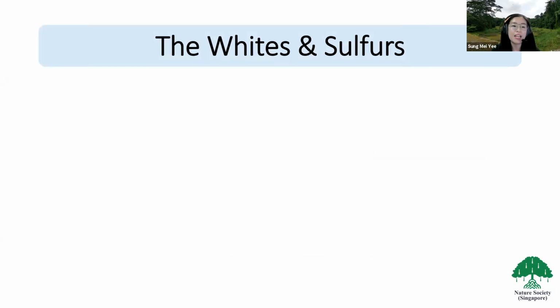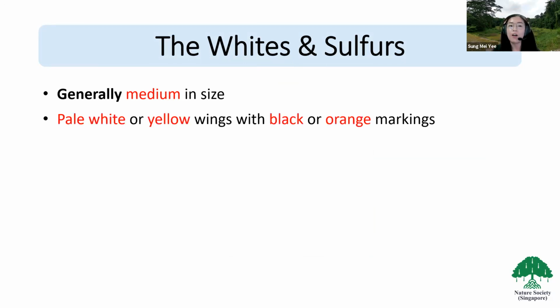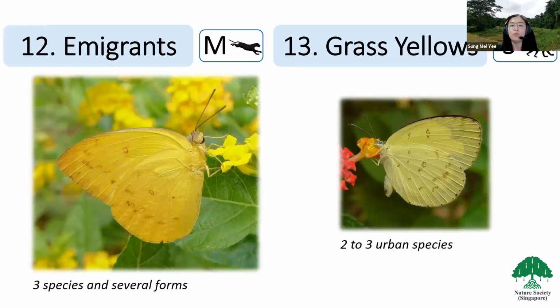So now very quickly, let us look at the whites and sulfurs. These butterflies in this family are generally medium in size, and they are often either pale white or yellow in color with some black or orange markings on their wings. Here are two species found in the whites and sulfurs family: the emigrants as well as the grass yellows.